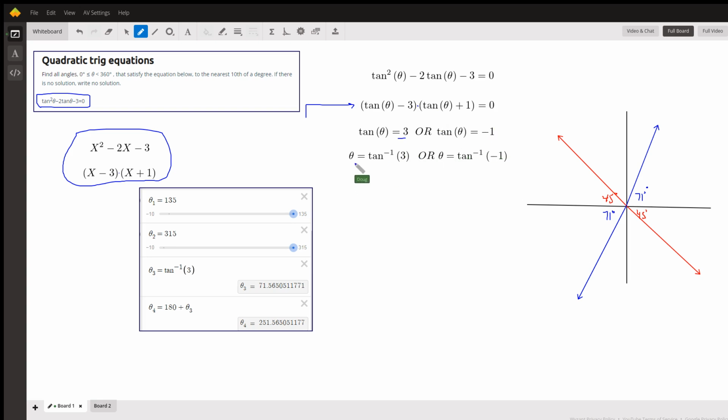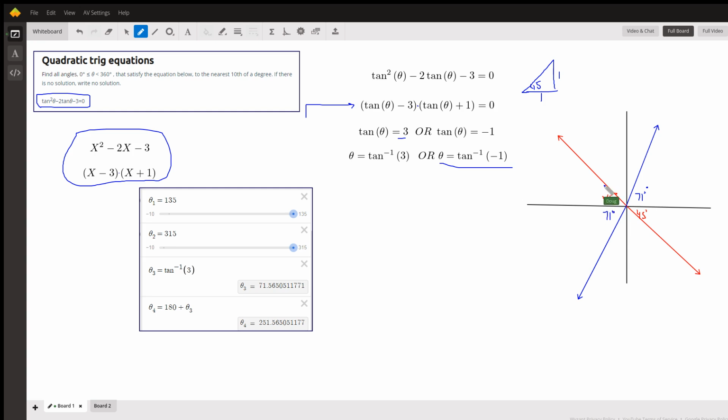So theta is equal to any angle that has a tangent of 3, inverse tangent of 3. Or theta can be any angle that has a tangent of -1, I should say. Okay, so what are the angles that have a tangent of -1? Well, tangent is 1 for a 45-45 right triangle, because we know that the legs are equal, 1 over 1, but we want the tangent to be -1. So that implies either the second quadrant or the fourth quadrant.